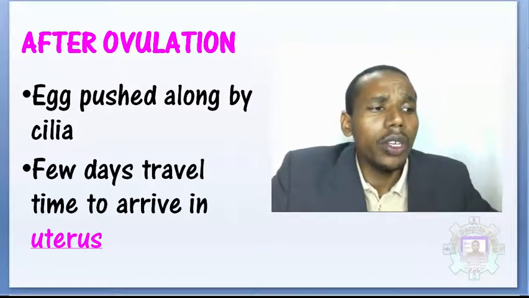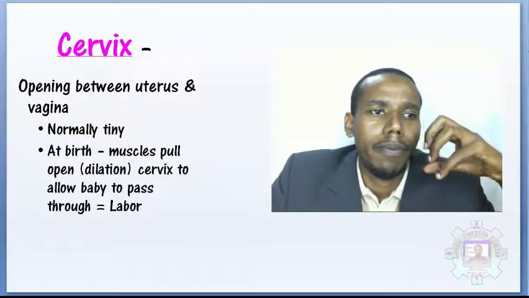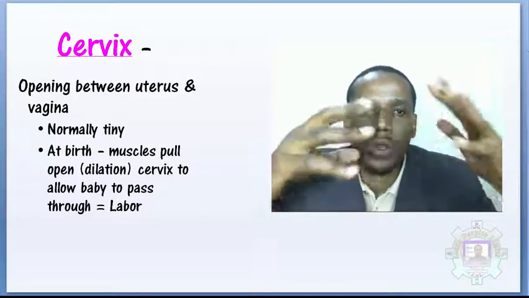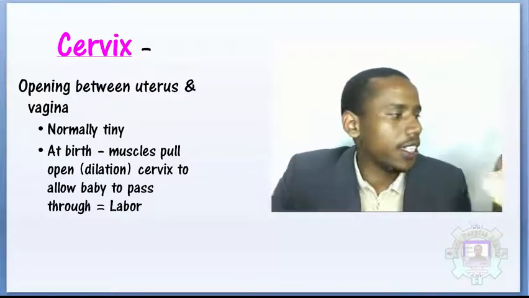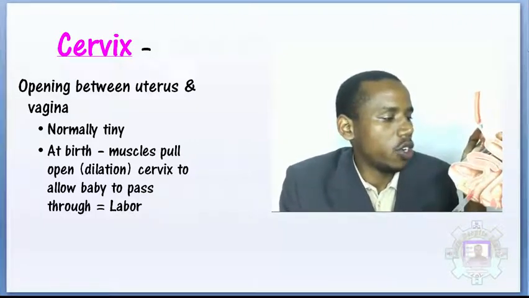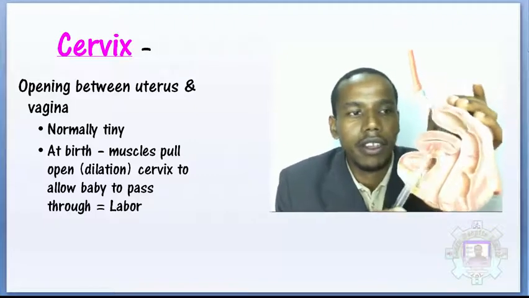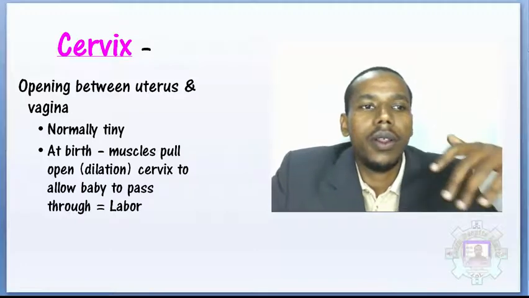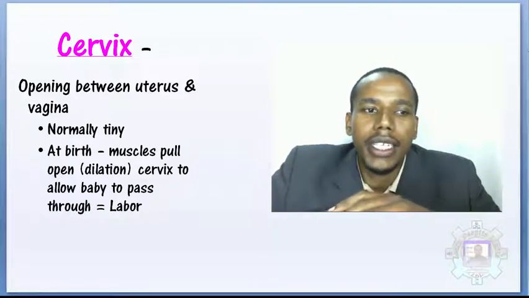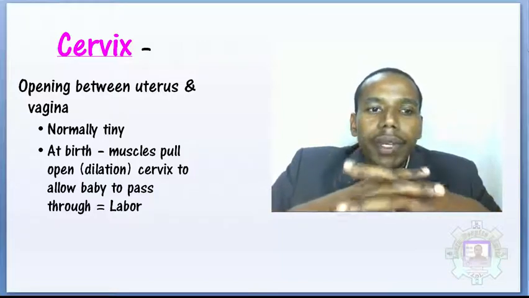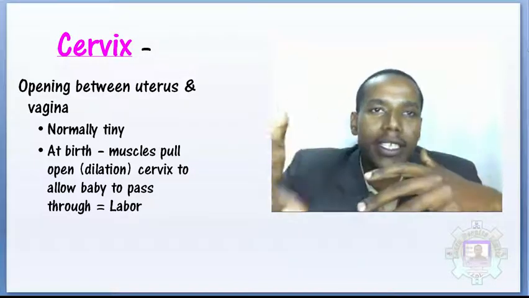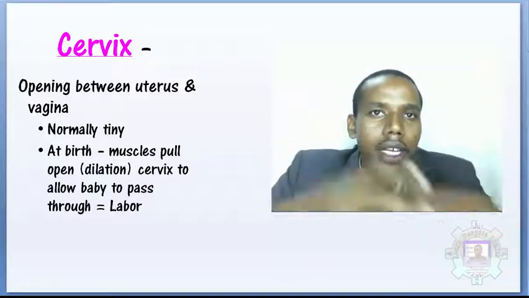Now, you can notice that the opening to the uterus is called the cervix. It is this gate over here which connects the uterus and the vaginal canal. That gate is what is called the cervix. It's usually intact and normally tiny, and at birth the muscles pull and open, and that is cervical dilation, which allows the baby to pass as the woman gives birth during labor.